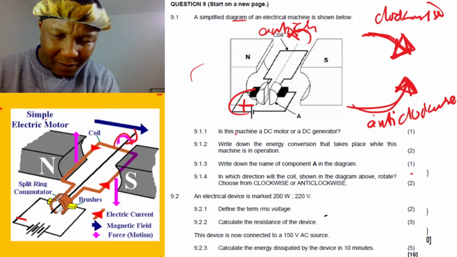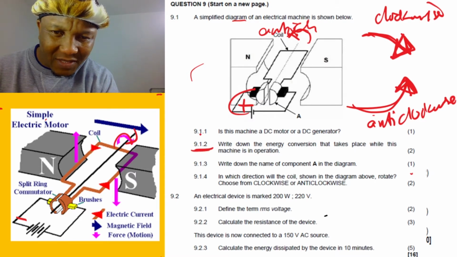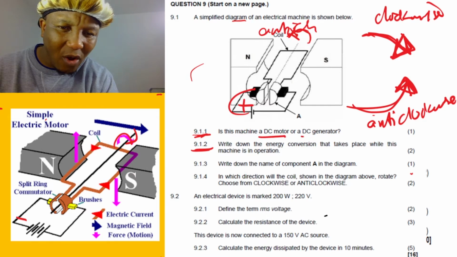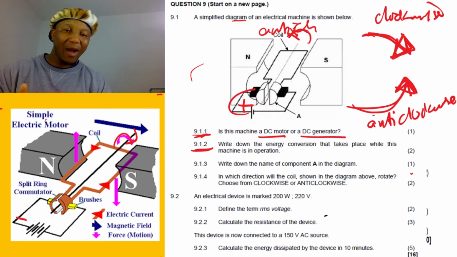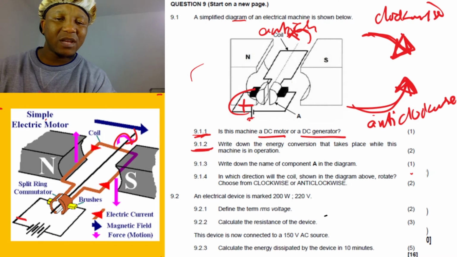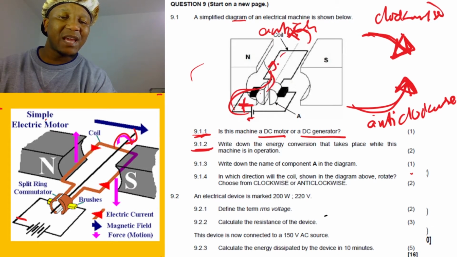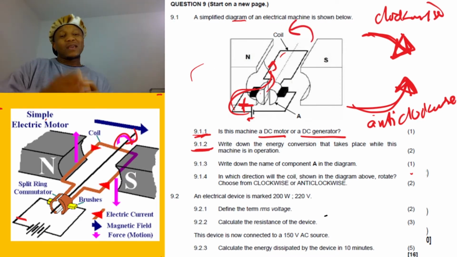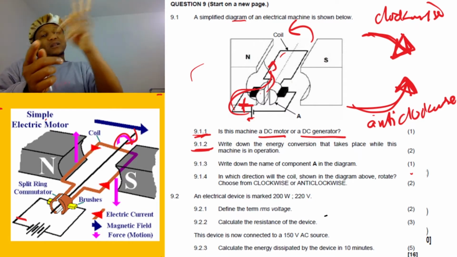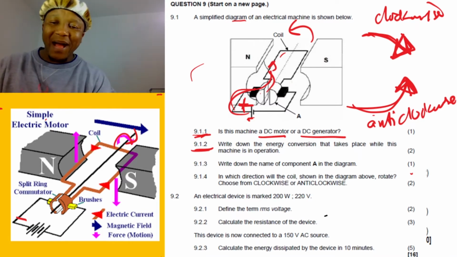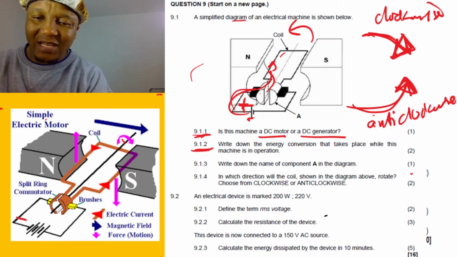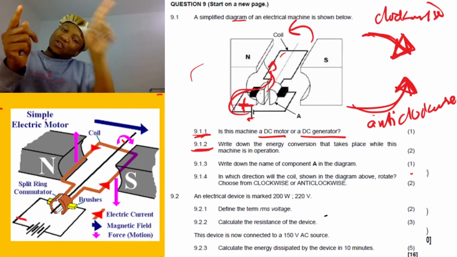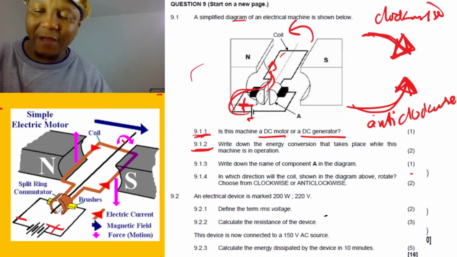Now they say here 9.11. Is this machine a DC motor or a DC generator? This is a DC motor. Why? Because look, the moment you put your battery, the current is going to start to flow. And the moment the current starts to flow, for this case, because it's positive, it's going to start to make this coil rotate. Which direction? For this case, it is anti-clockwise. So the coil is going to be rotating this way, this direction. But this coil here is going to rotate that direction, which is clockwise. See what I'm saying?